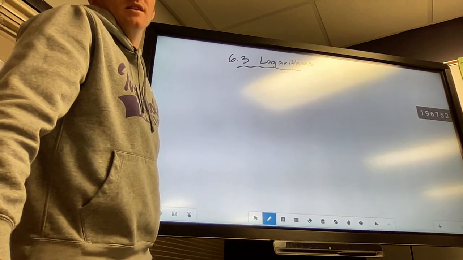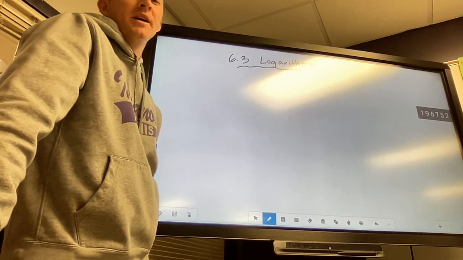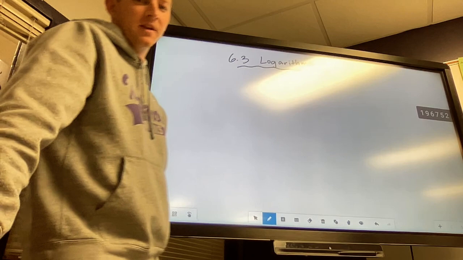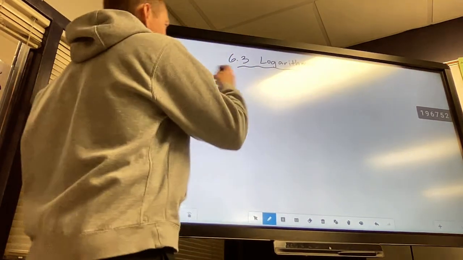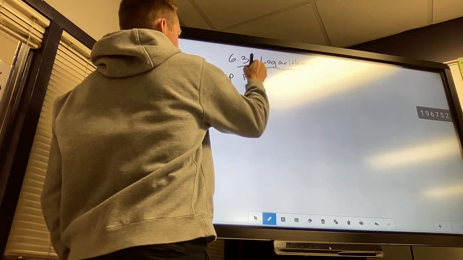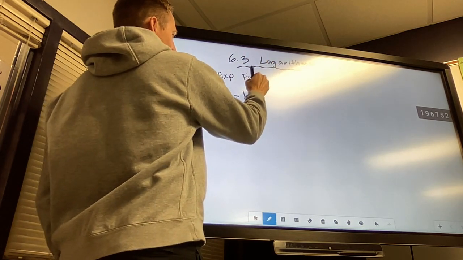Yeah. Thanks. All right, so logarithms are the exact opposite of the exponential form. That exponential form was y equals a times b to the x. But we're going even simpler this time. Our exponential form we're going to say is just y equals b to the power of x.